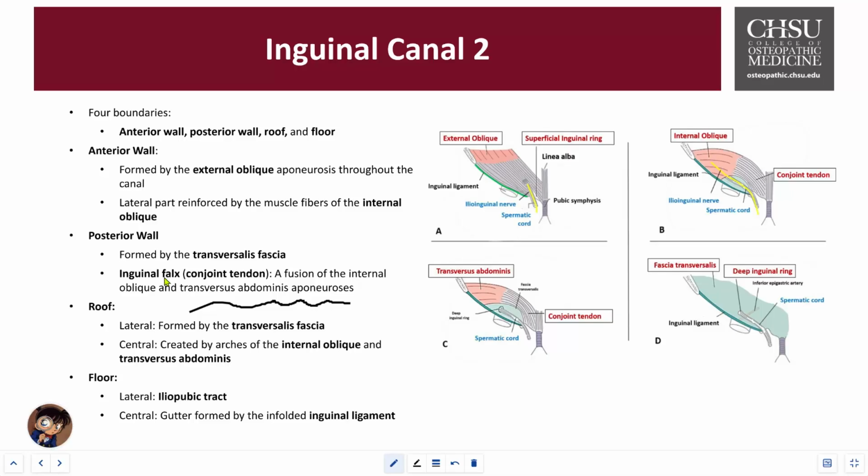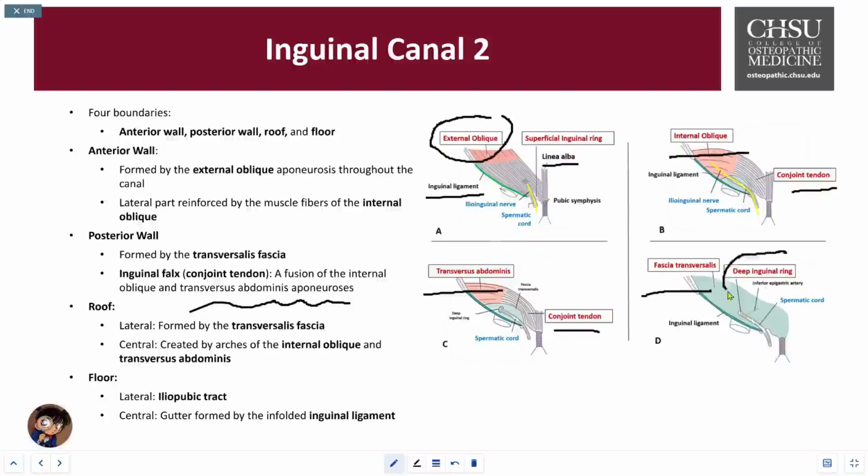So here on the right in letter A, you can see the external oblique, and then the inguinal ligament and the linea alba. In letter B, underneath that layer, we have the internal oblique, the conjoint tendon. Over here, transverse abdominis, and then the conjoint tendon. And then the deepest is the fascia transversalis, and the deep inguinal ring over here.